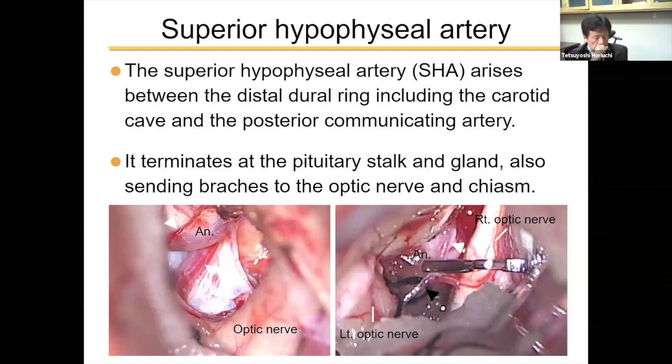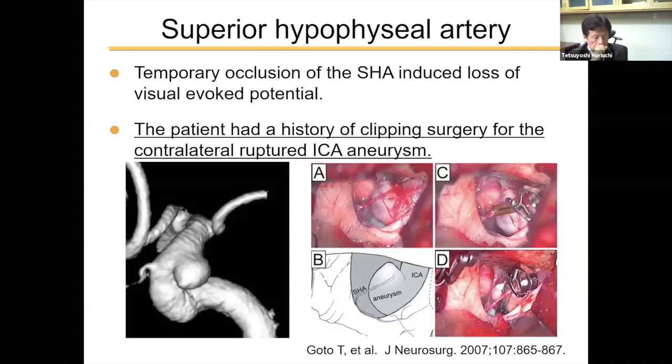In 2007, Dr. Goto reported that temporary occlusion of the superior hypophyseal artery induced loss of VEP. However, this case had a history of clipping surgery for the contralateral ruptured internal carotid artery aneurysm.